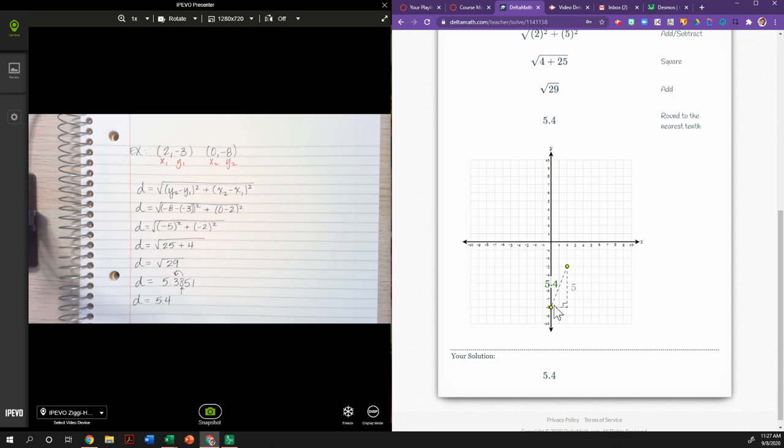Now there's also another way. If you look at that, you might say it looks like a right triangle. What if I use the Pythagorean theorem? I'll leave that for you to discover on your own.